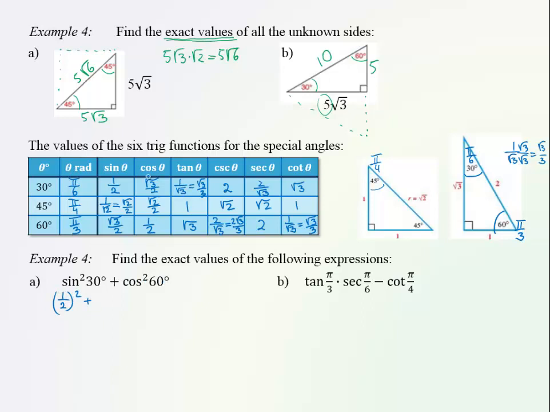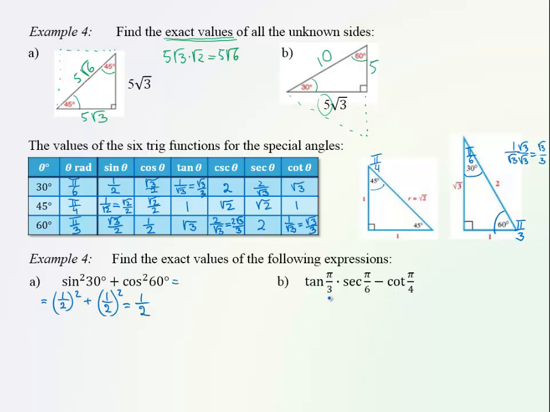Plus cosine of 60. Cosine of 60 is also 1/2, and we need to square it. So it's 1/4 plus 1/4, it's 1/2 altogether. So this value is really 1/2. And the second example, now you can stop the video and try it on your own.